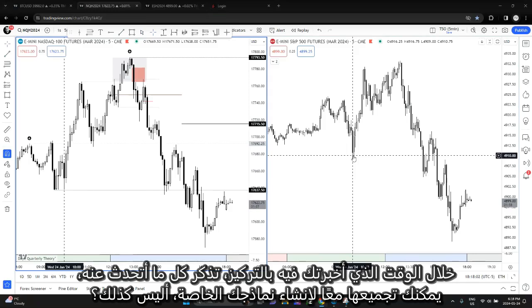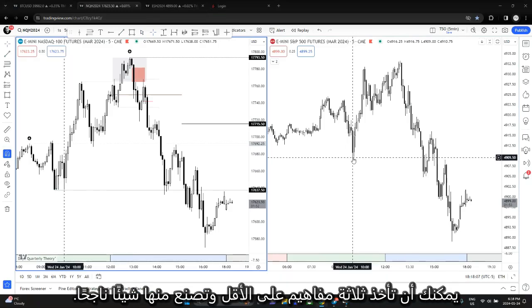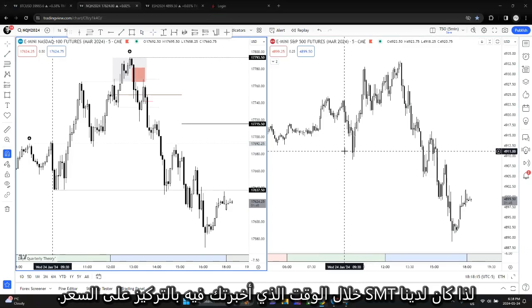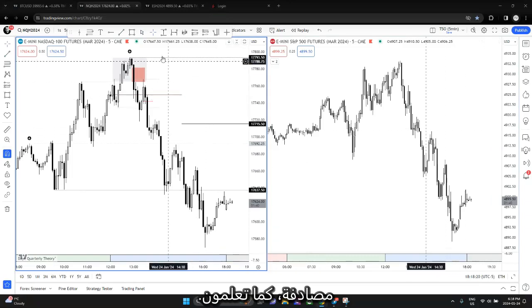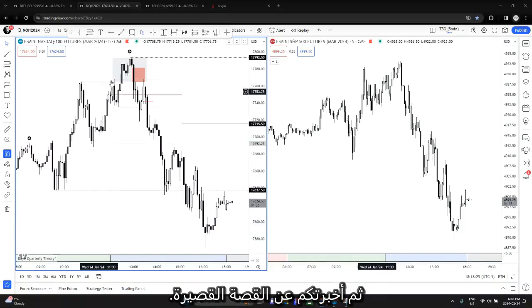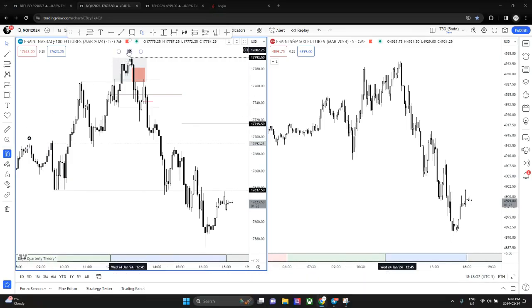Remember, everything that I talk about, you put them together to make your own models, right? You can take at least 3 concepts and make something that works. So we had SMT during the time that I told you to focus on price. Coincidence? No. And then we got a buy from here. Then I told you guys about the short, and the reason why I told you guys about the short was so I could introduce this today, because I saw it and I saw the opportunity.